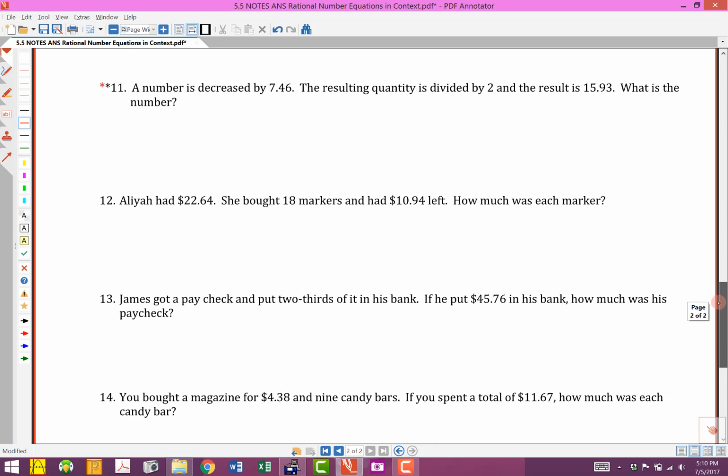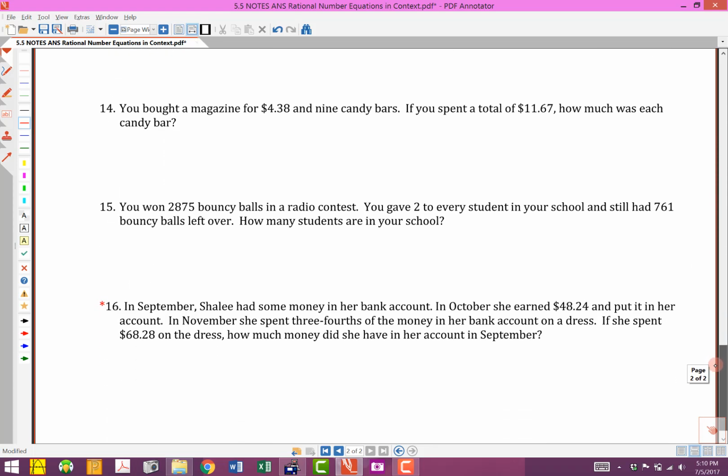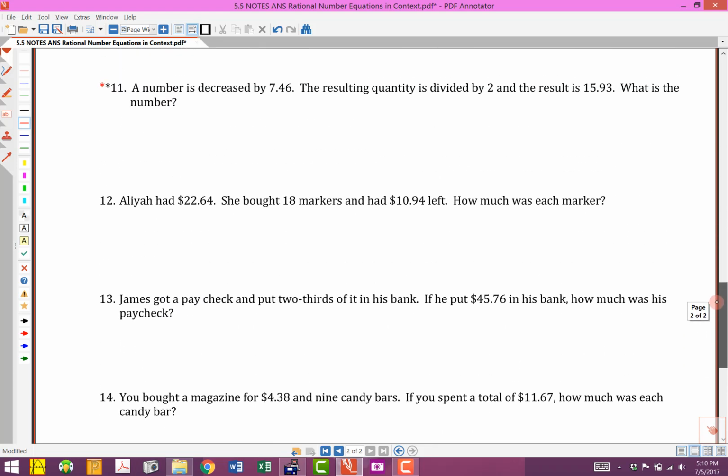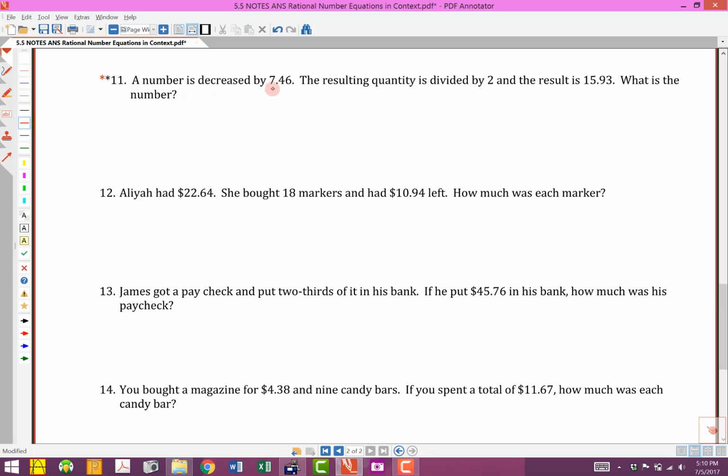Alright, let's take a look at number 11, and then I think we've got one more to look at, and then we'll be done. Okay, number 11. A number is decreased by 7.46. The resulting quantity is divided by 2, and the result is 15.93.